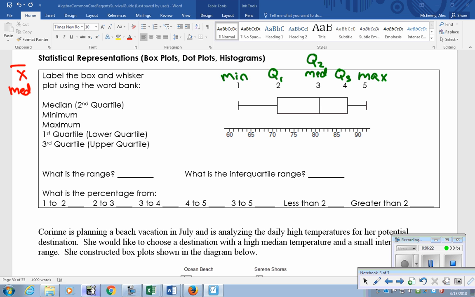But they use those quartiles in the case of questions like this because what's happening is you have 25% of the numbers in each section. So every section has 25% of all the data. So if there was 100 numbers in your box and whisker plot, that would mean there'd be 25 numbers in between those two lines. So it really shows the spread of the data.